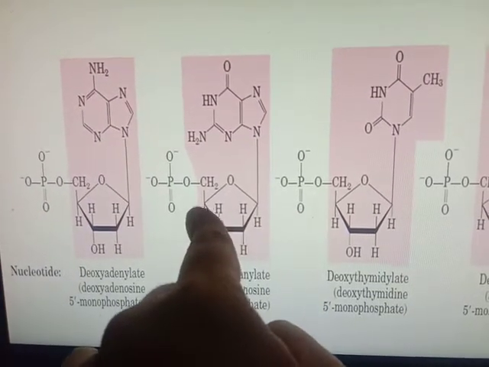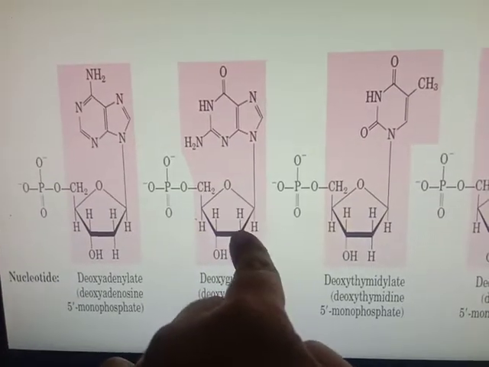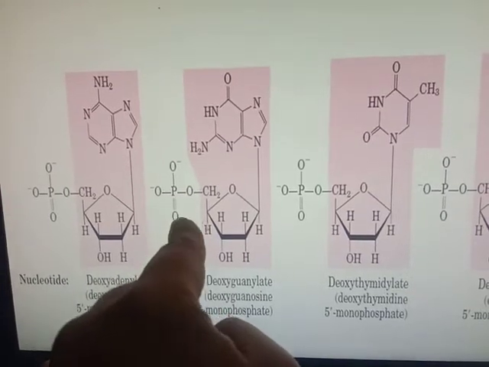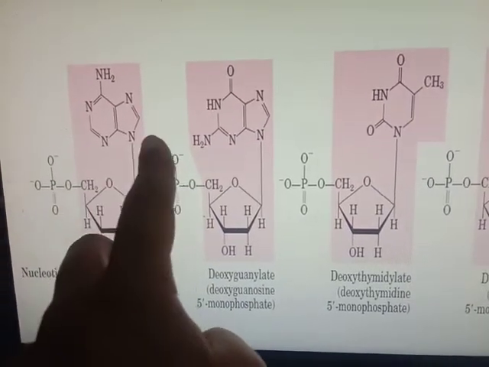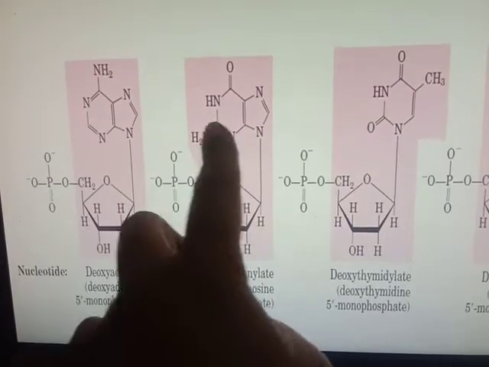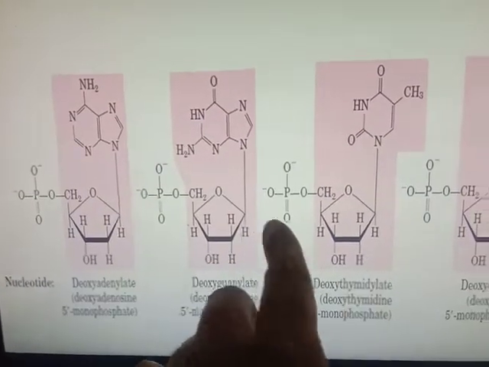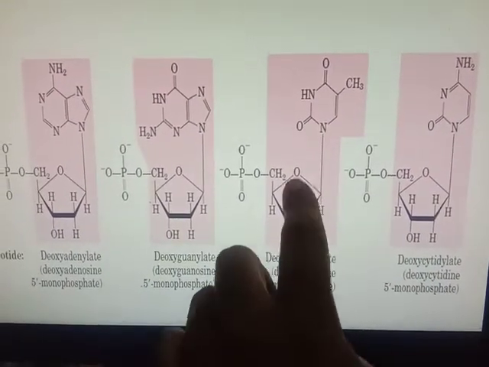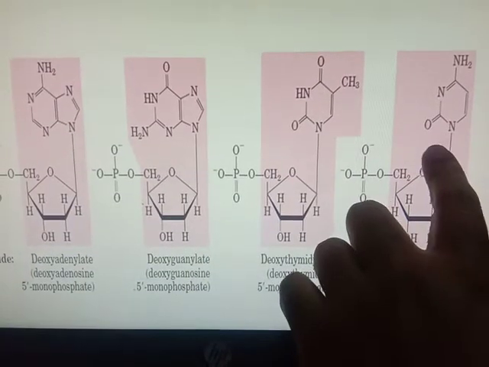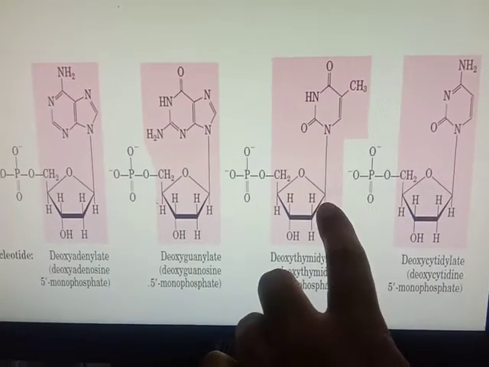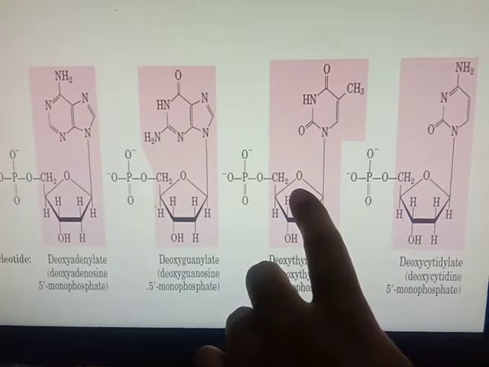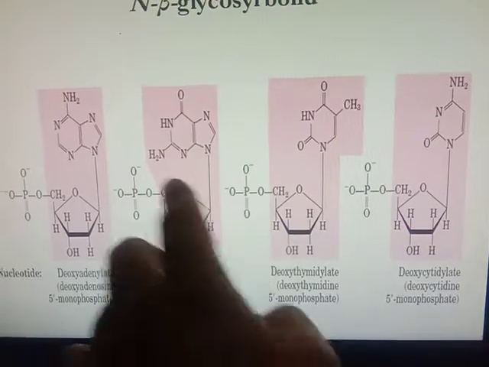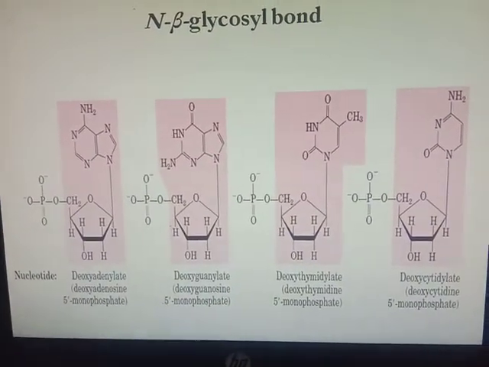Okay, and at the fifth carbon of the ribose sugar, the phosphate group is present. Similarly here also a phosphate group. So N9 of purine, adenine and guanine, link to the first carbon of ribose sugar, whereas in pyrimidine, N1 of pyrimidines is linked to the first carbon of ribose sugar. In purine it is N9 and in pyrimidine N1 to the first carbon of ribose sugar.